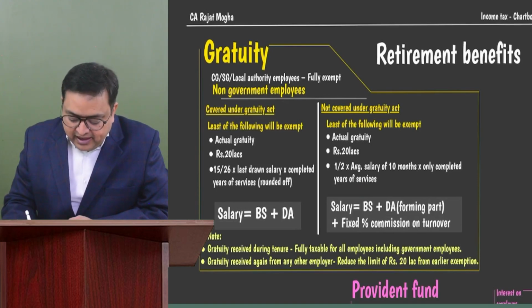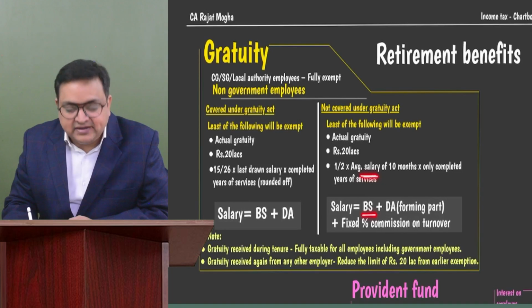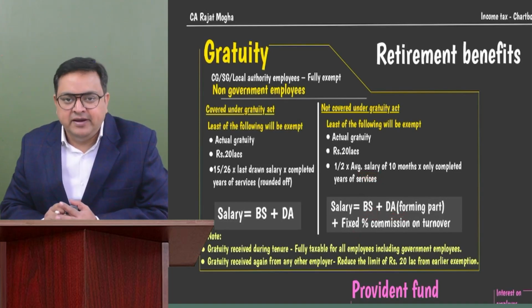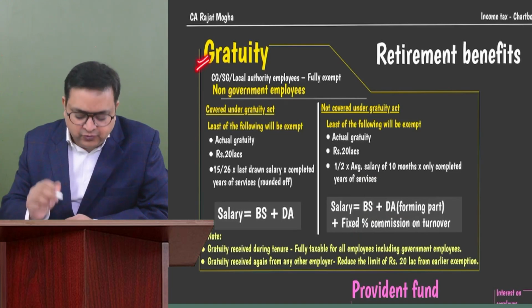Got it? Average salary of the last 10 months. And what should salary include? Salary should include basic salary, DA forming part of retirement benefit, plus fixed percentage commission on turnover. That is retirement benefit salary. Got it? So this is how you will be computing gratuity.